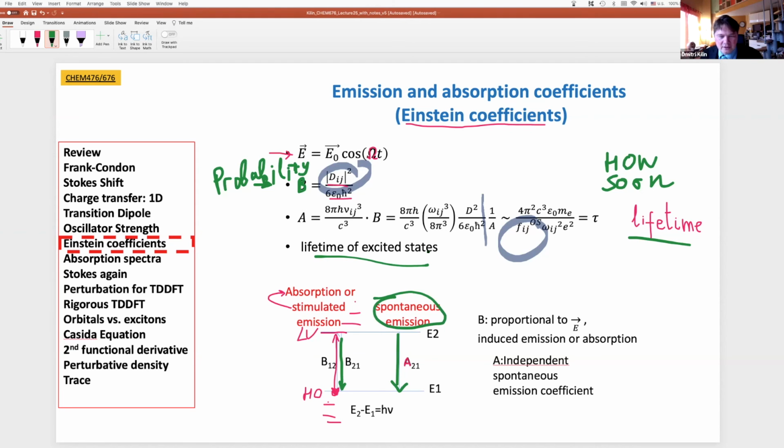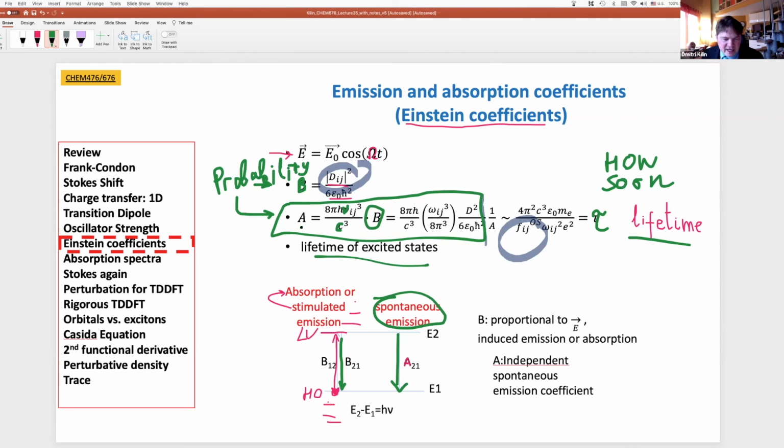And the probability of spontaneous emission is the probability of induced emission times this combination of factors, including frequency and speed of light. So it's also a probability. And if one divides by this probability and takes care of dimensionalities, it will give time units, which will be how long it will take for a molecule to relax.